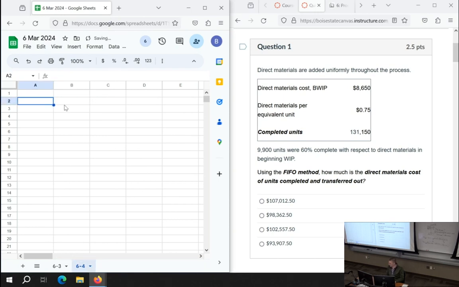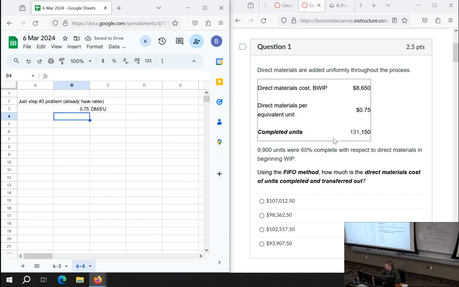All right, this is no name. Just step number 3 problem, because I already have rates. And that rate is 75 cents. So that is our DM per equivalent unit rate.